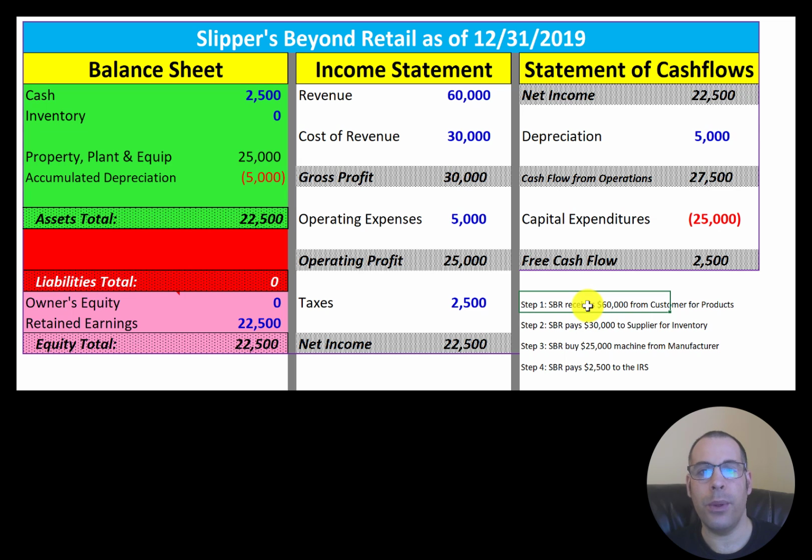The first is we were paid $60,000 from our customer for the products we sent them. The second is we paid our supplier $30,000 for inventory. The third is we purchased a machine for $25,000 from the manufacturer. And the fourth is we paid the IRS $2,500 for taxes. In this video, I am going to mainly focus on the machine and the depreciation.